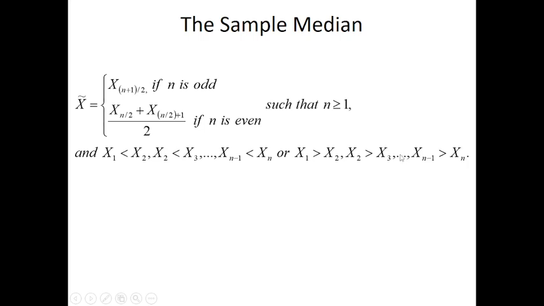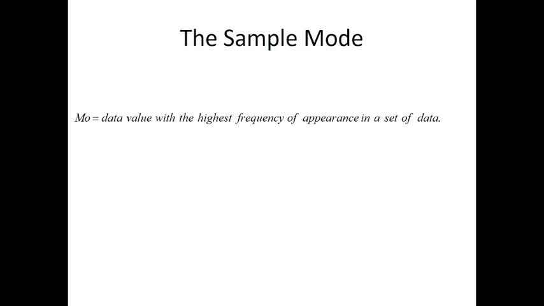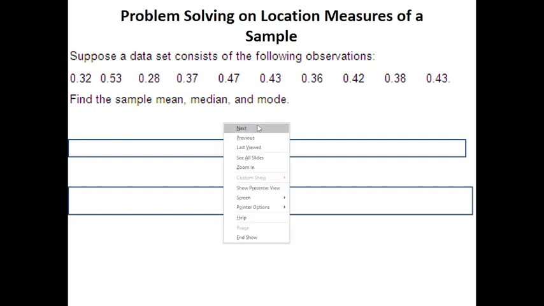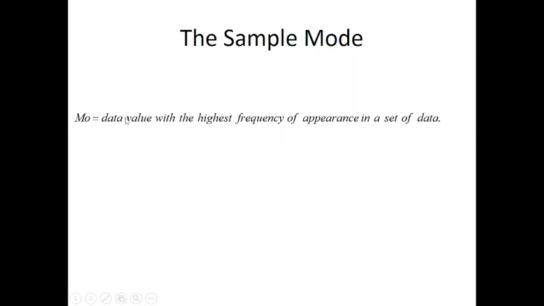So I'll introduce an example later so that you can appreciate this formula. So the sample mode: when we talk about mode, it is the data value with the highest frequency of appearance in a set of data. So when we talk about data value, this is the observation. Observation with the highest frequency of appearance in a set of data. So later we'll have an example.